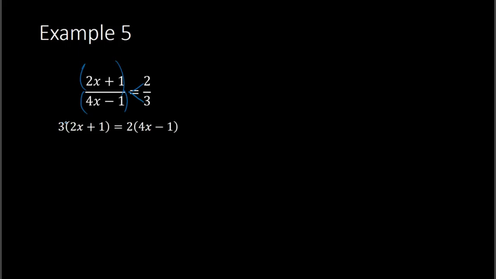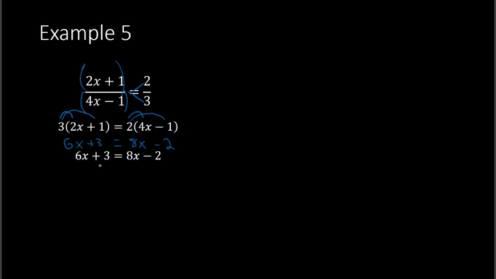So from here I can solve, and I do that by beginning with distributing. I take 3 times 2x and 3 times 1. That's going to give me 6x and 3. On the right side, I distribute 2. 2 times 4x is 8x. And then 2 times negative 1 is negative 2. So I have 6x plus 3 equals 8x minus 2.